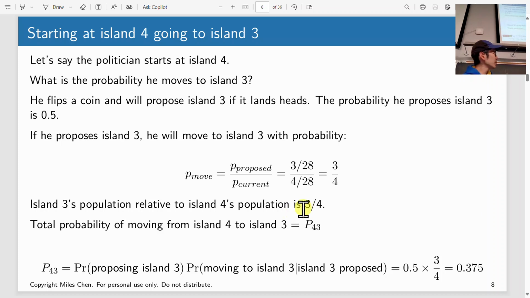And so island 3's population relative to island 4 is 3/4. And so therefore, the total probability of moving from island 4 to island 3 is going to be the probability of proposing island 3, 0.5, times the probability of going there if we do propose it. So 0.5 times 3/4 is 3/8, or 0.375.